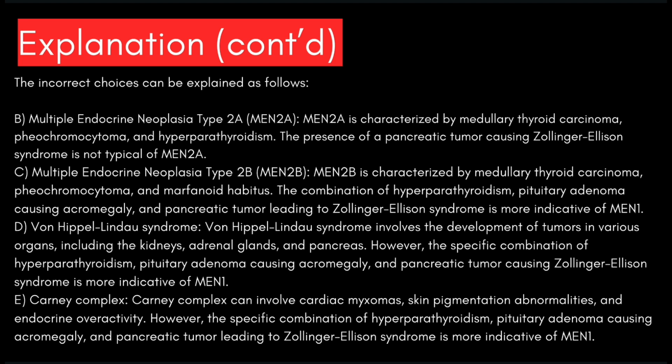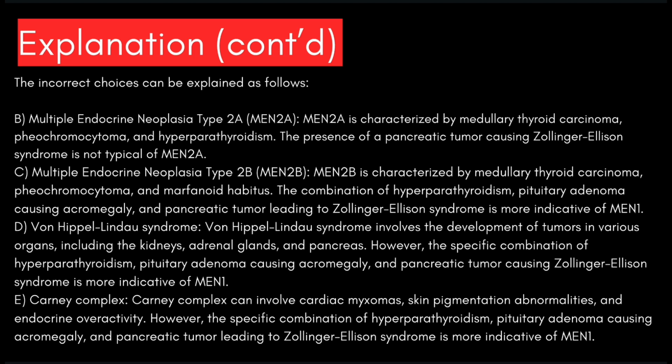Incorrect answer choices can be explained as follows. Basically, they're not on the MEN1 gene, but I'll go ahead and read them out anyways. Multiple endocrine neoplasia type 2A, MEN2A, is characterized by medullary thyroid carcinoma, pheochromocytoma, and hyperparathyroidism. The presence of pancreatic tumor causing Zollinger-Ellison syndrome is not typical of MEN2A.